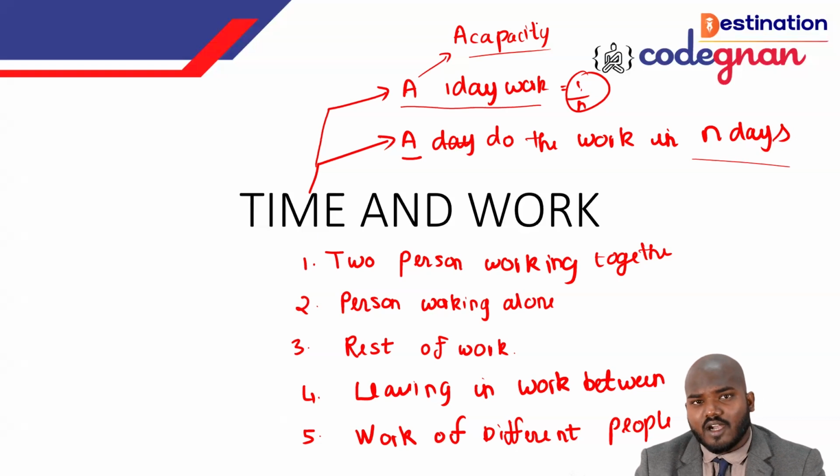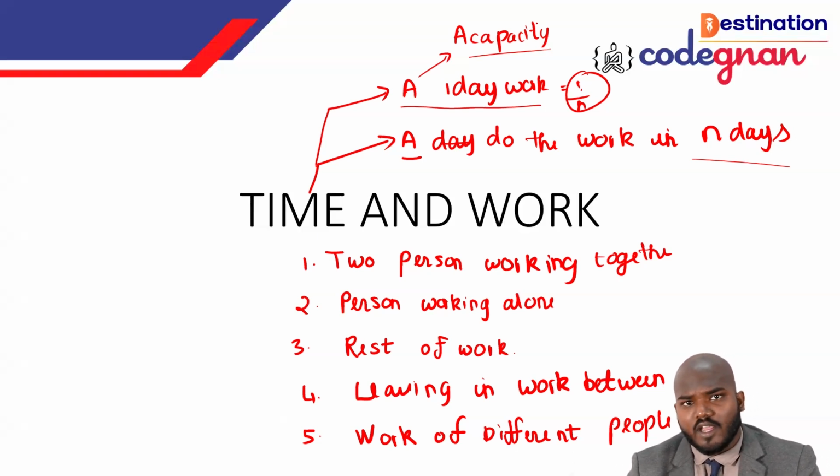So the next, the third one, we can call it the rest of work. A completed this much work, B completed this much work, and C completed this much work. After everything, what is the remaining work left? This is how the third type of category they will ask you.